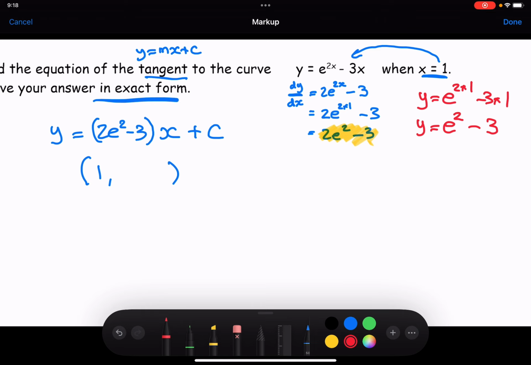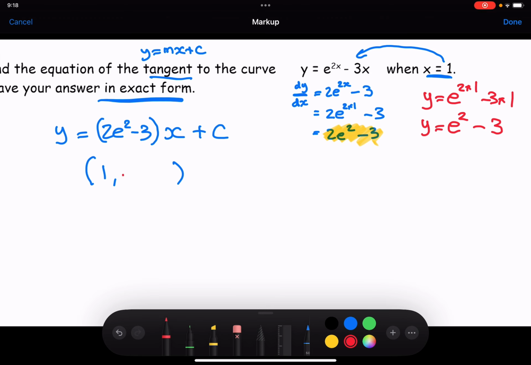And again, don't touch your calculator. We want it in exact form. So that's the y-coordinate in exact form. I'm now going to substitute those into my y equals mx plus c. So we're going to substitute the y coordinate in here, and we're going to substitute the x coordinate in here so we can work out what that c is.